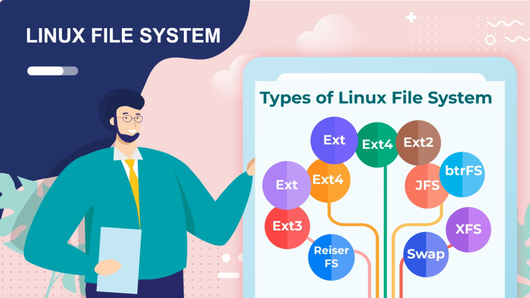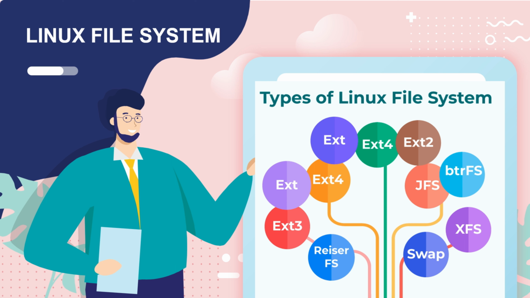Then JFS, which is the Journaled File System, first created at IBM in 1990. The original JFS was taken open source to be implemented in Linux in 1999. JFS performed well under different kinds of loads, but it's not commonly used anymore due to the release of ext4 in 2006, which gives better performance.